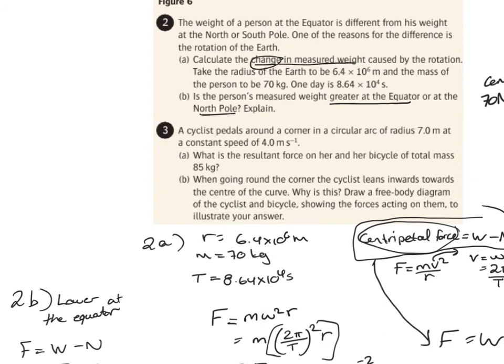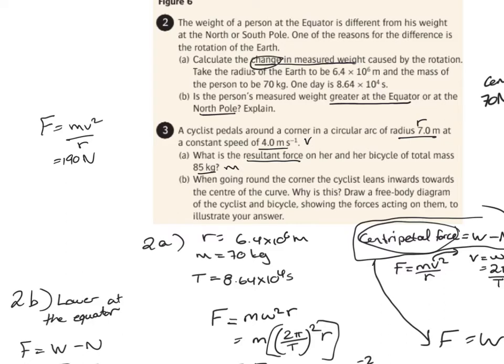Okay, so for question 3, it's quite simple, the first part as well. It tells you I have a cyclist pedaling around a corner, tells you the radius, it tells you the speed and the mass, and to calculate the resultant force, which means the centripetal force, because she's moving around the corner in a circular arc. So that's mv squared over r. You simply place the values in for what you're given, and you get 190 newtons.